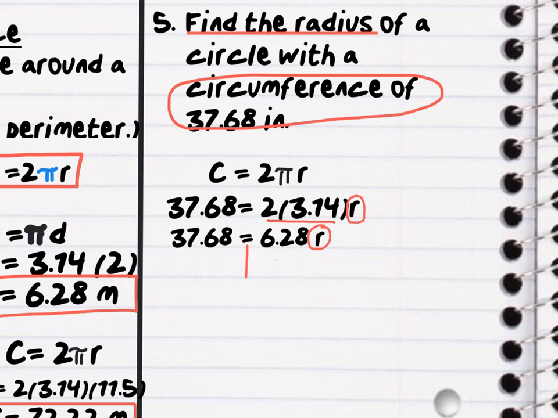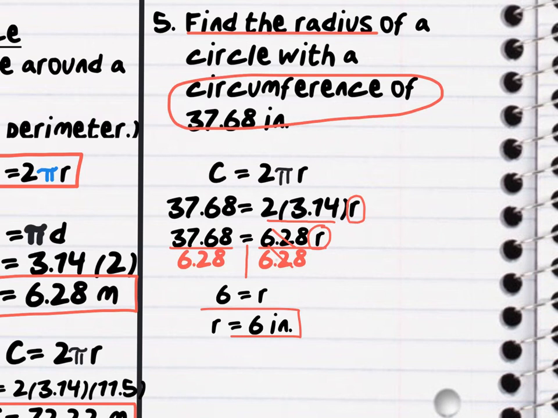And to get r by itself, we divide both sides by 6.28. So now that we've divided both sides by 6.28, that'll cancel these two out, and then r is going to equal 6. So the radius is 6 inches. And then you box your answer. And that's all for your notes.